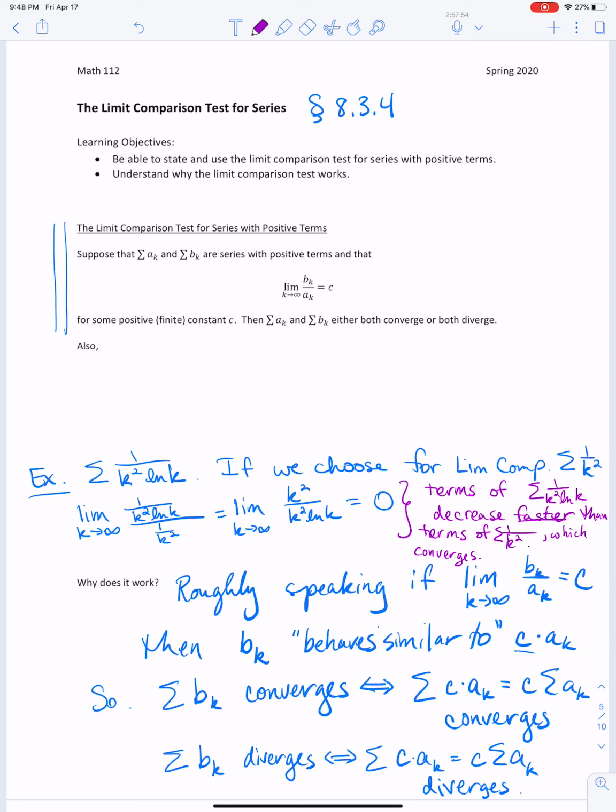So our extra statement that we can add here is, if the limit as k goes to infinity of b_k over a_k equals 0 and the sum of the a_k's converges, just clean this up a little bit here, then the sum of the b_k's also converges.